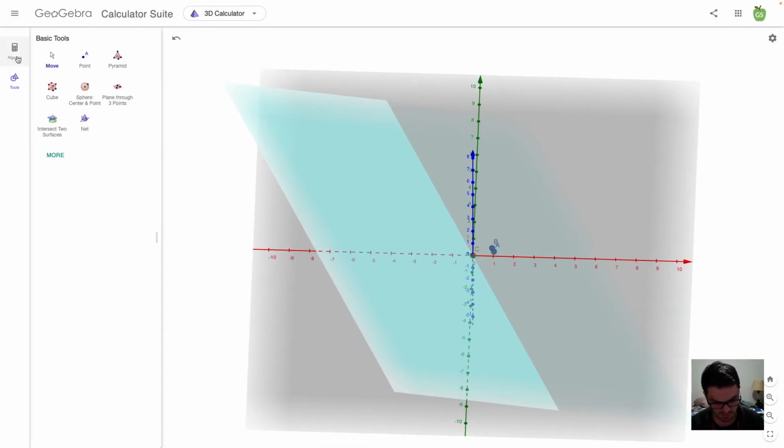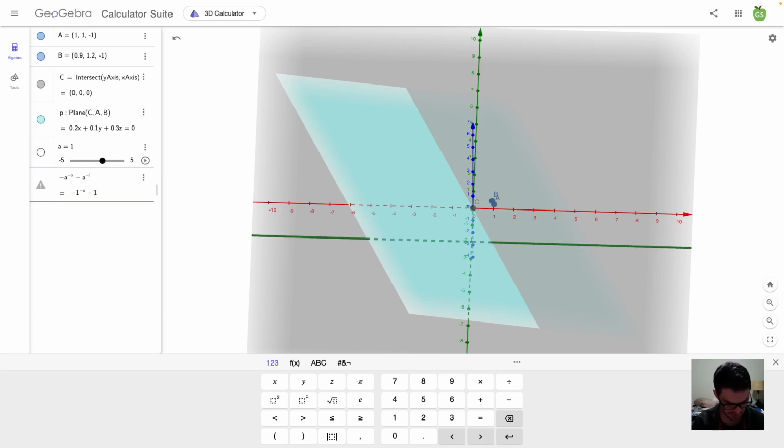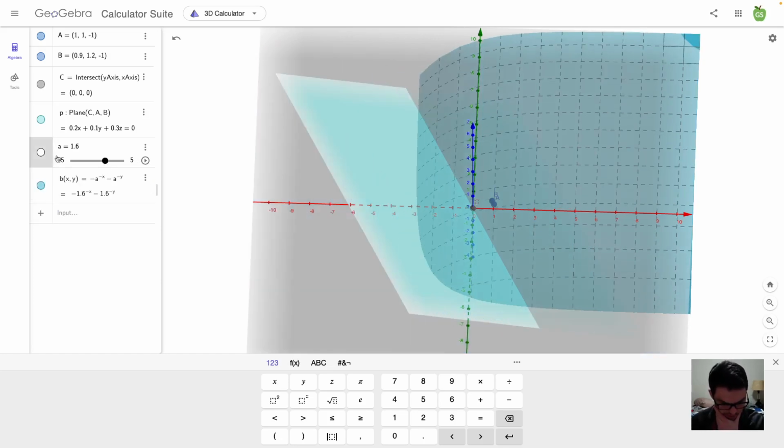So let's give ourselves some A variable. I'm just going to leave it there for now. And then we'll say negative A to the negative X minus A to the negative Y, okay? All right, so now we have ourselves a utility function. I'm going to move this up a little bit. Okay, so let's make this minimum of 1.